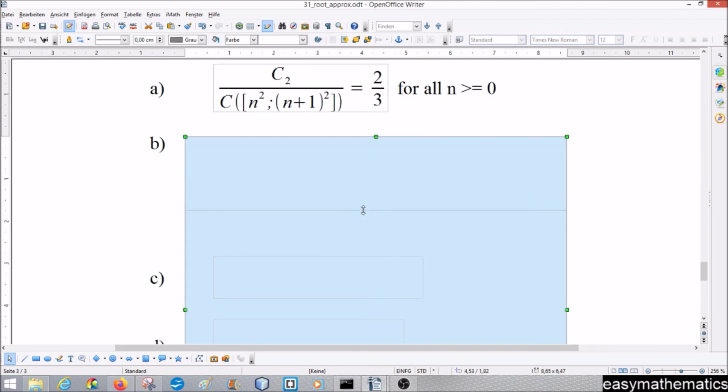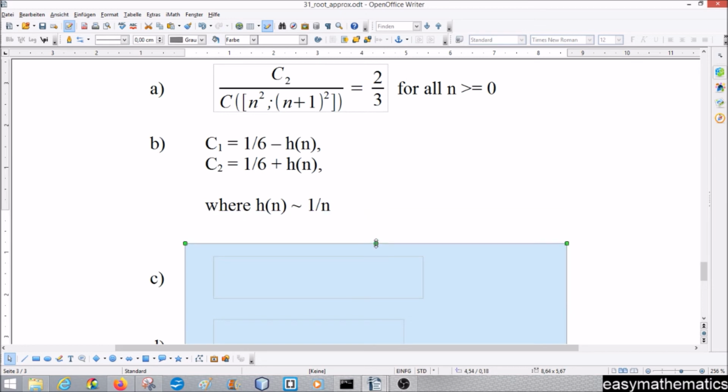B. The cardinality of c1 and c2 are of the form 1 over x plus minus h of n, where h of n is of the form of a hyperbola, 1 over n. Okay, this is enough.